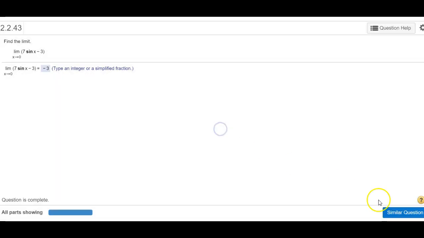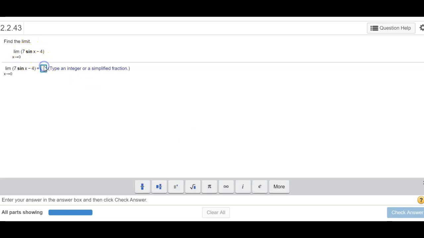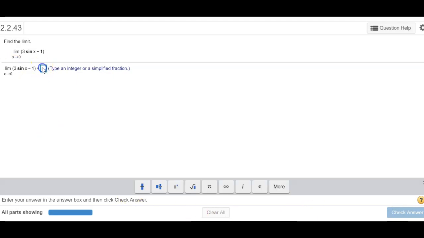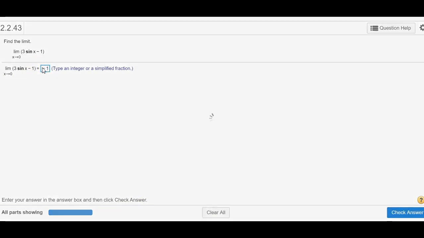Alright, and that's the way it's going to be if I click similar question. 0 goes into this, sine of 0 is 0, 7 times 0 is 0, minus 4 is minus 4. So that's what we're going to get every time on this question, because there's no division by 0 at all to worry about. We're always going to be able to plug in here and get it.